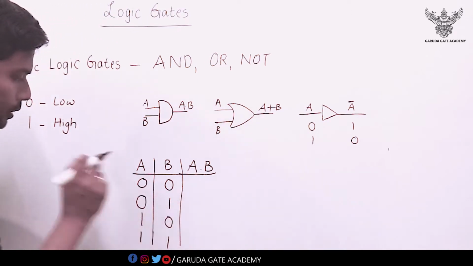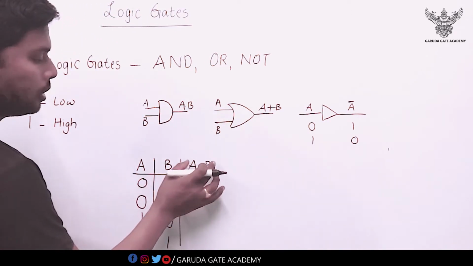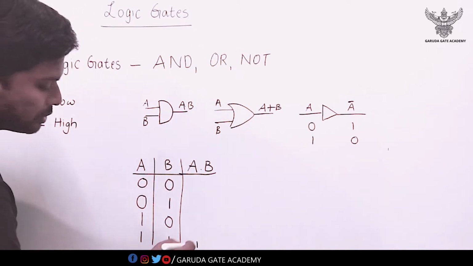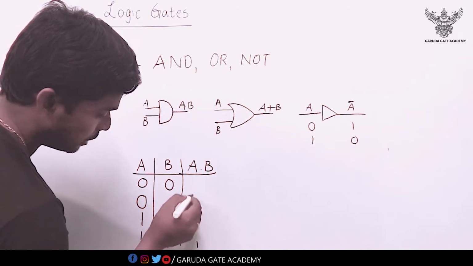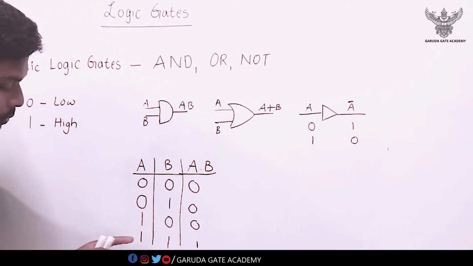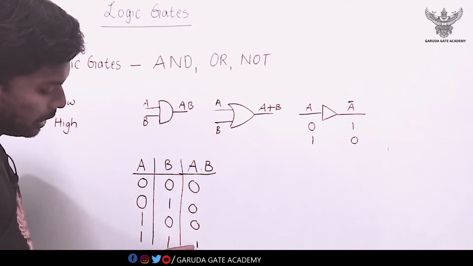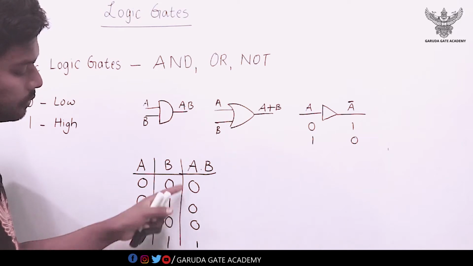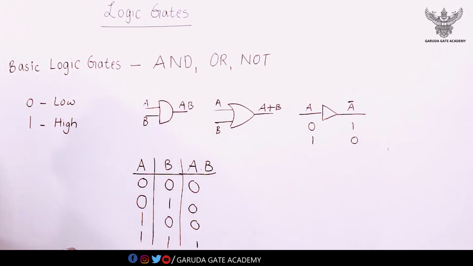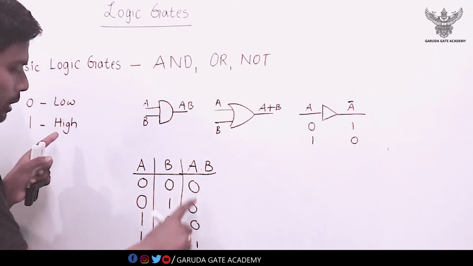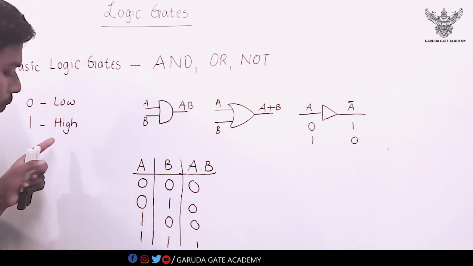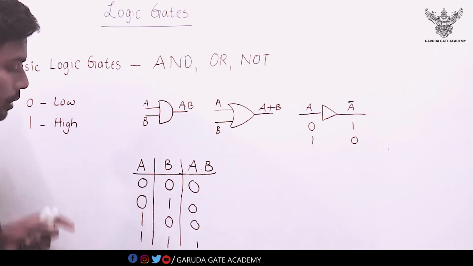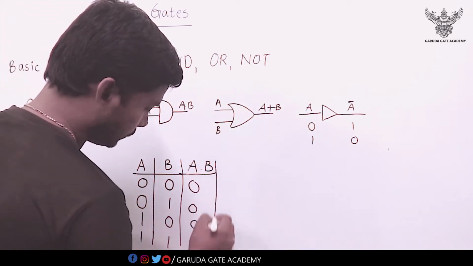Here A and B will be 1 only when A is 1 and B is 1. In the rest of the cases it will be 0. That is the AND gate. See here once again, A and B will be 1 only when A is 1 and B is 1. In the rest of the cases it will be 0. Or you can say in terms of low and high as well: A and B will be high only when A is high and B is high. In the rest of the cases it will be 0.